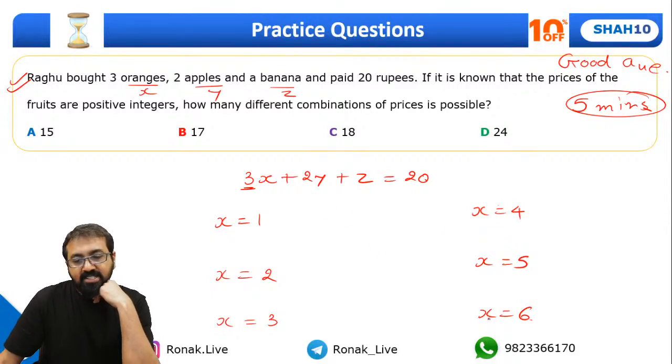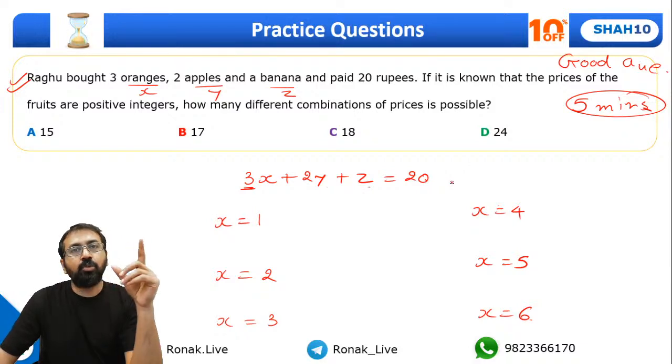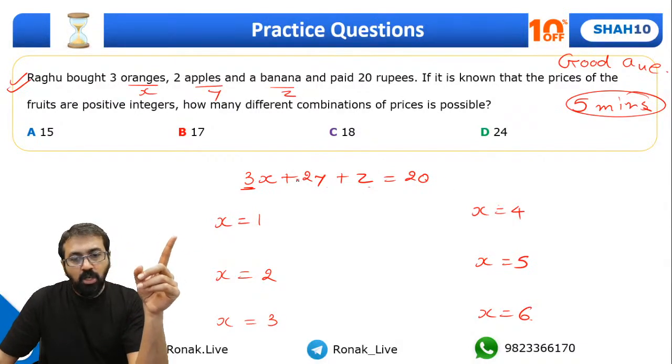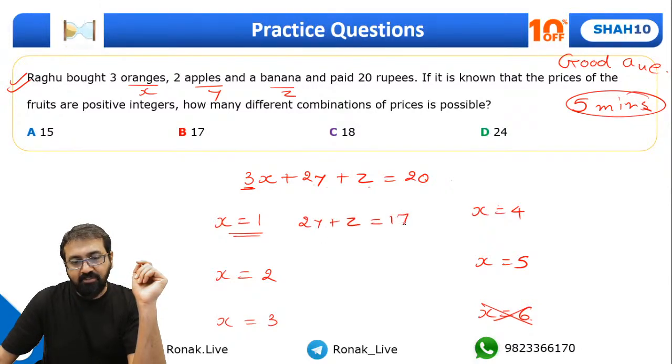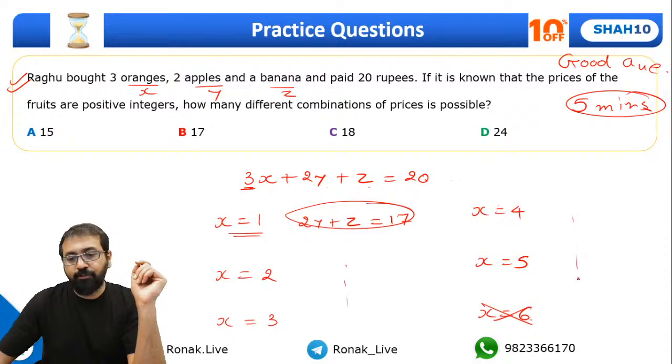But if you take X as 6, so 6 3s are 18, 20 minus 18 is 2Y plus Z equal to 2. If I take Y and Z as 1 and 1, that will not be possible, so X equal to 6 will not come; X equal to 5 will be the maximum. Okay? Now when you take X equal to 1, what is the equation? 2Y plus Z equal to 17, and find out the number of solutions of this one. Same way do it for others.